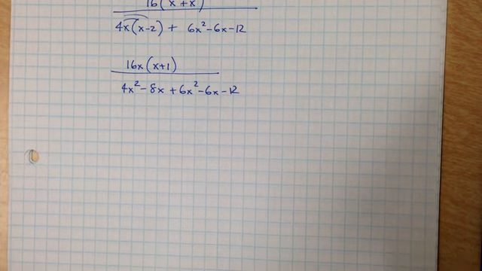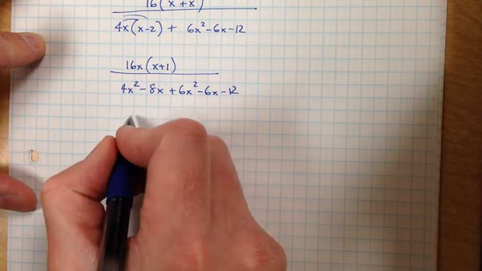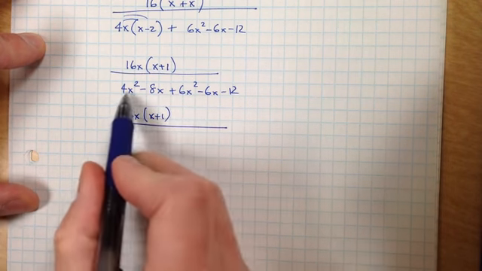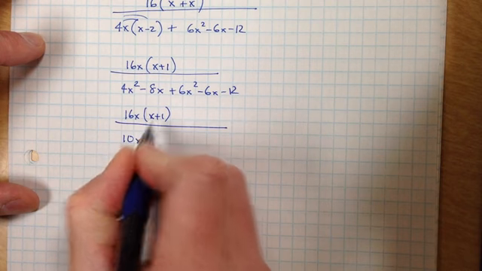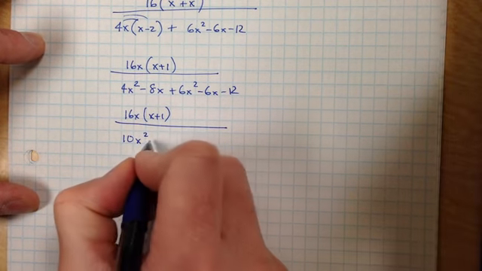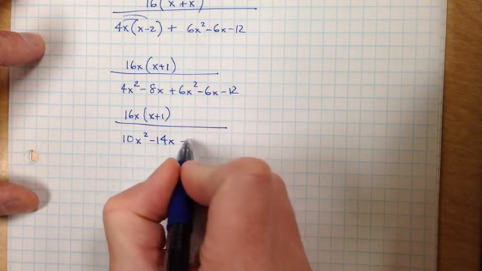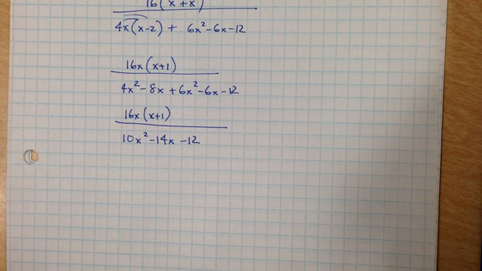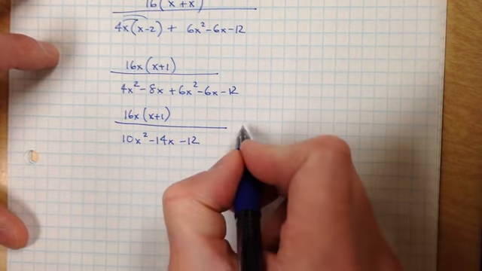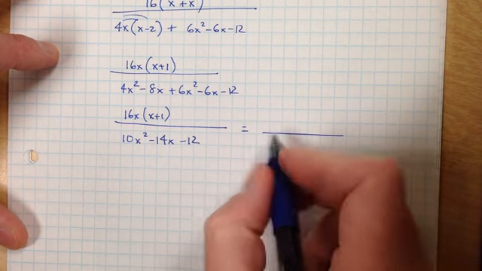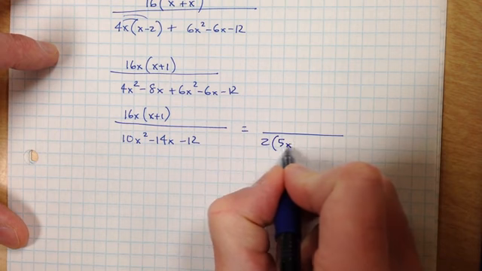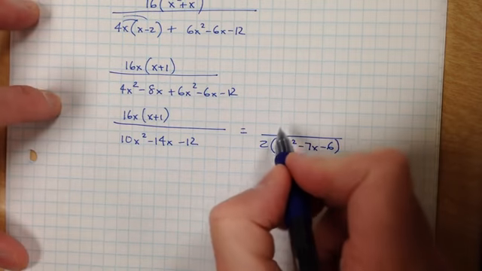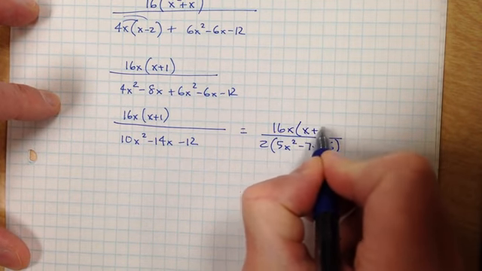Now we're just going to bring everything together as much as possible, simplify, combine those like terms downstairs. 16x, x plus 1, over 10x squared minus 14x minus 12. Okay, now it is going to be a factoring problem here. My top's going to stay, but I need to factor my denominator, so I'm going to be factoring out a 2, 5x squared minus 7x minus 6. And my top, 16x, x plus 1.